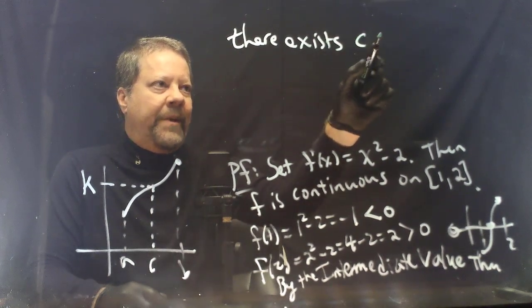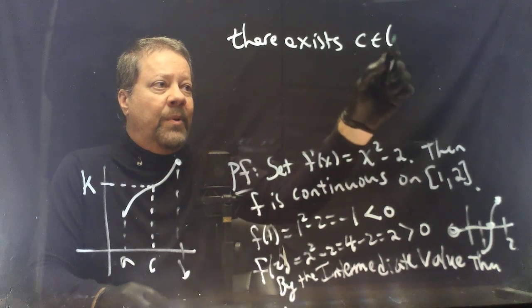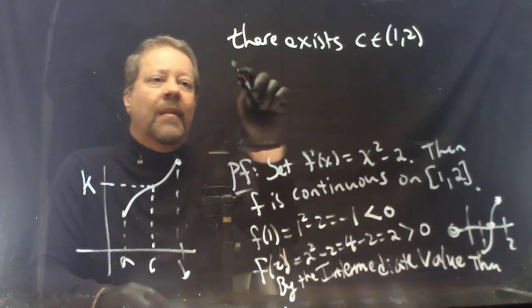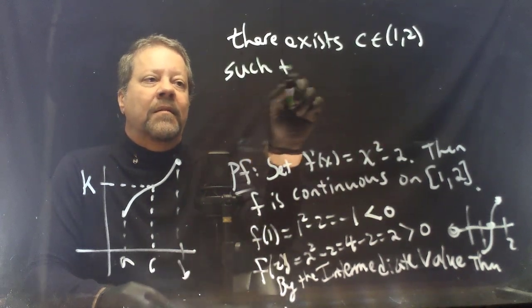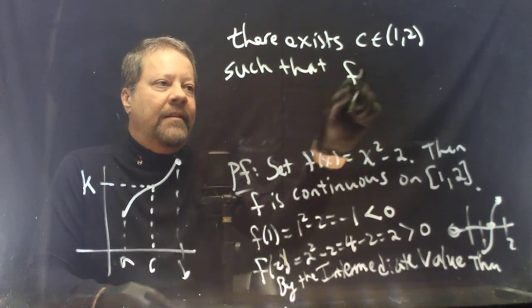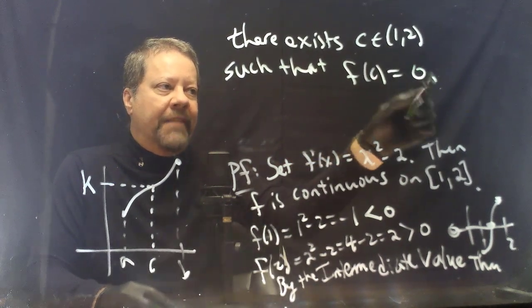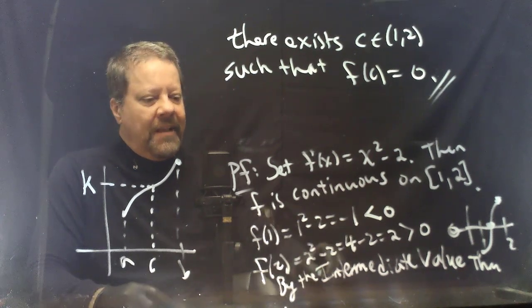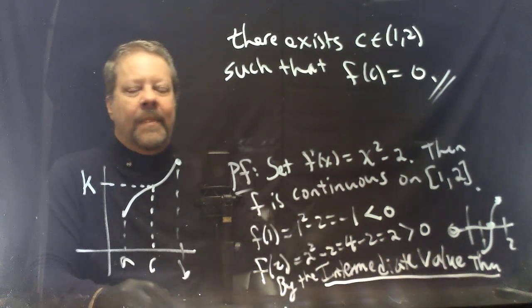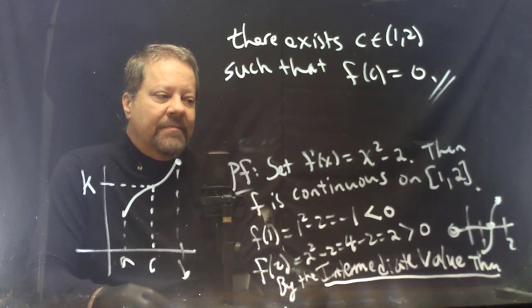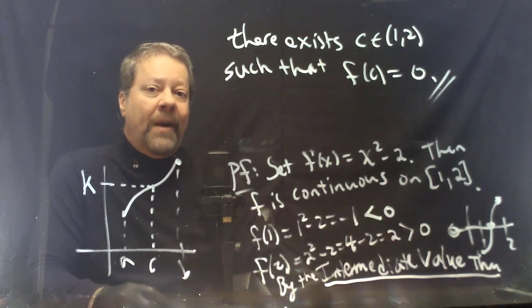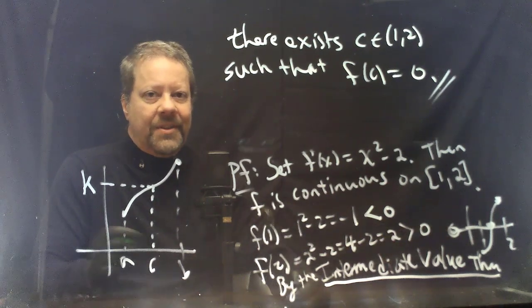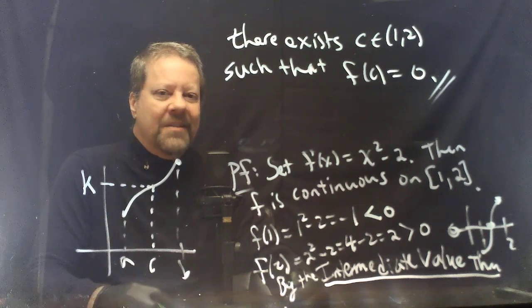There exists some point c between 1 and 2 such that f of c takes the intermediate value of 0. Now, the intermediate value theorem tells you that the point exists, but it doesn't tell you where it is. It just tells you it's somewhere in between the two endpoints.